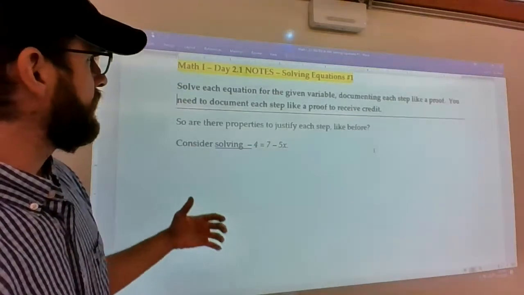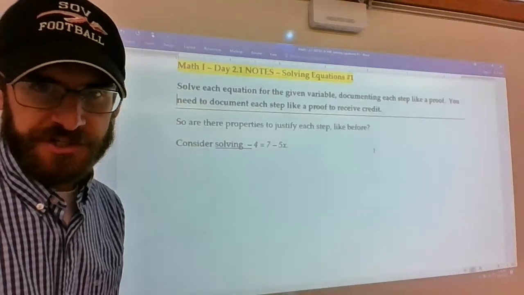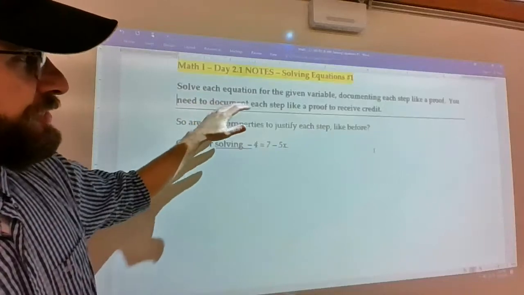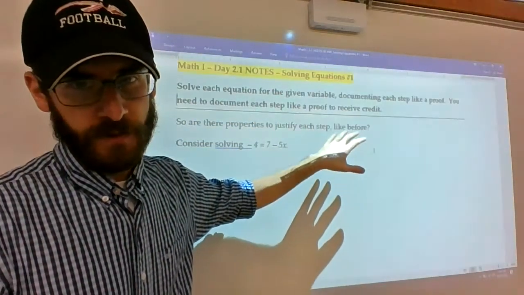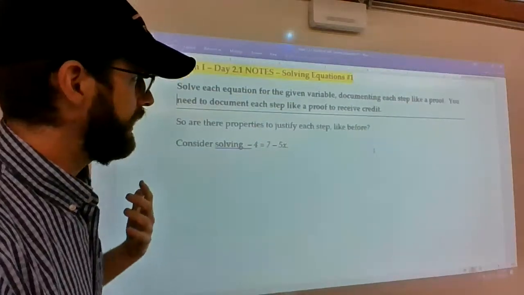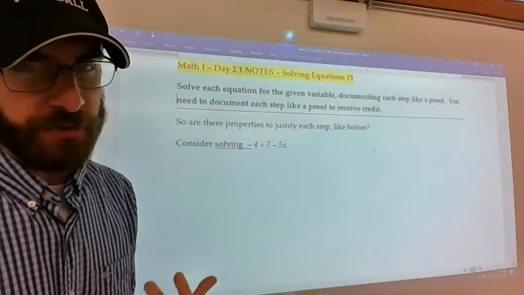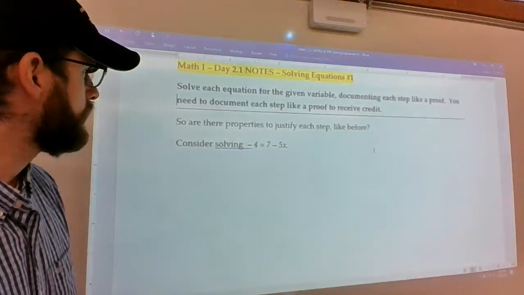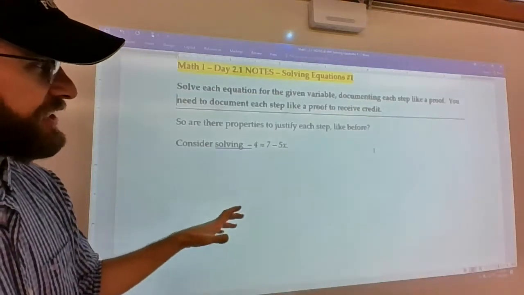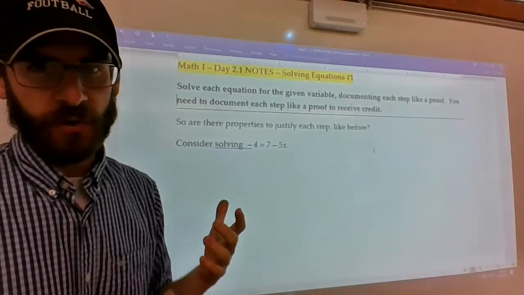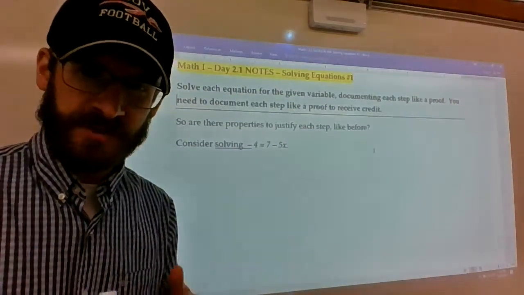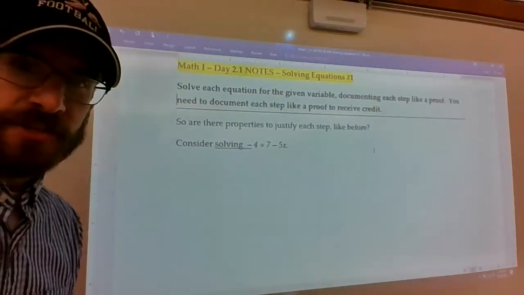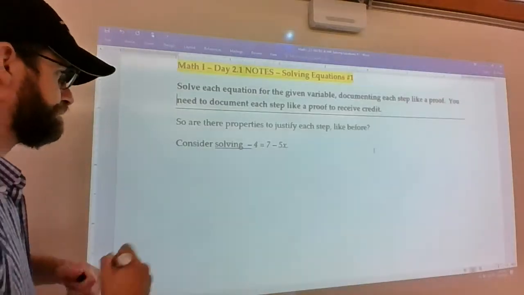So the directions are, I put a slew of equations below here, solve each equation for the given variable, and we're going to document each step like a proof. You need to document each step to receive credit on the homework, so make sure you're paying attention to what's going on here. Are there properties to justify each step like before, when we were doing the order of operations proof and the combining like terms, simplifying expressions proof? And the answer is yes.